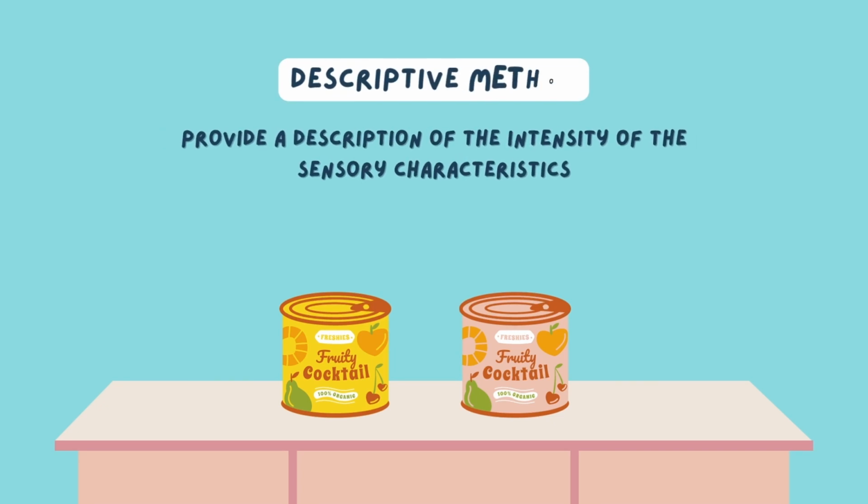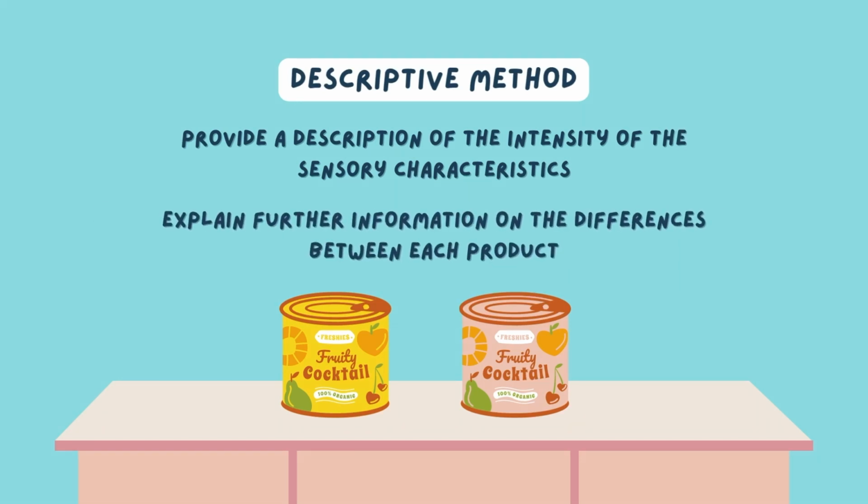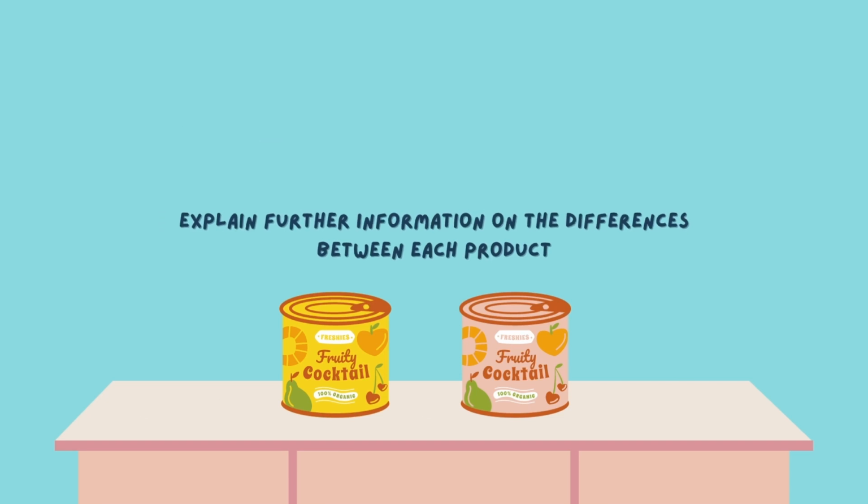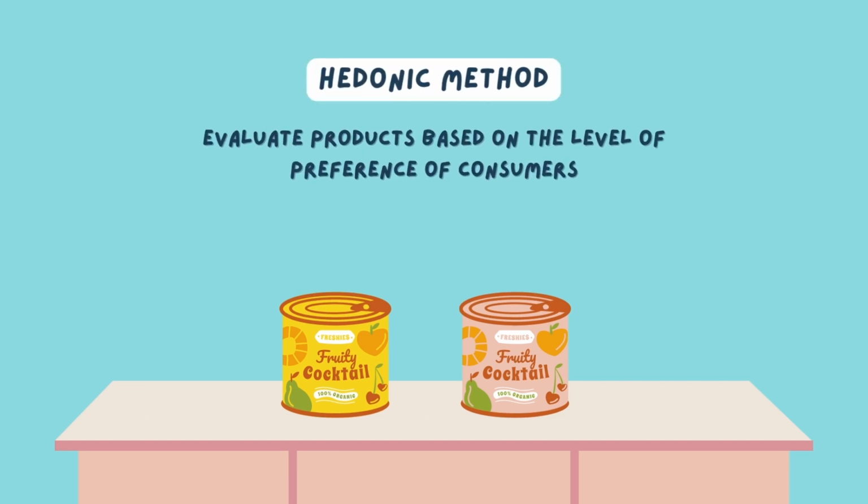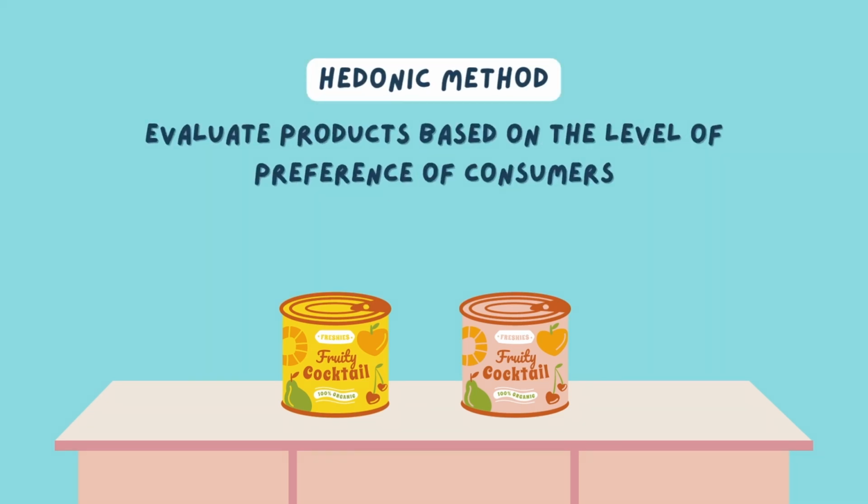In the descriptive method, the main objective is to provide a description of the intensity of the sensory characteristics. The descriptive method will explain further information on the differences between each product. Meanwhile, the main objective in the hedonic method is to evaluate products based on the level of preference of consumers.